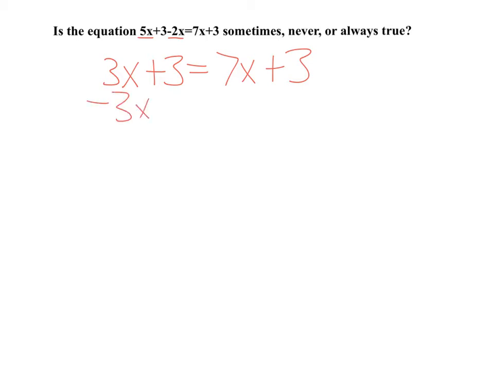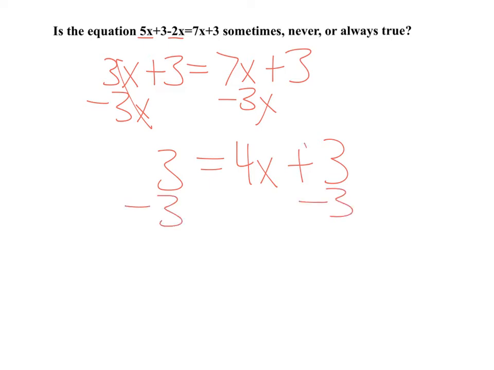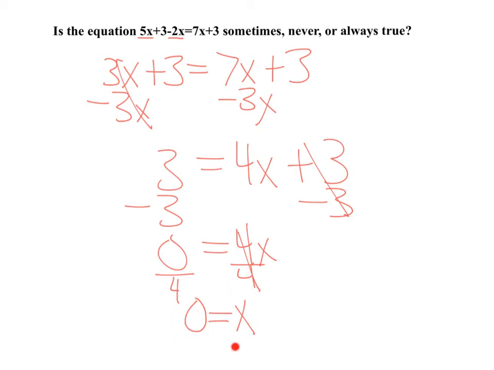So if we continued to solve this, we'd end up with 3 equals 4x plus 3. And then subtracting the 3 from both sides, I get 4x is equal to 0. And then finally, dividing by 4, I end up with x is equal to 0. Okay, so what this means is that there is one number that we can plug in to make this equation true, and that is 0.